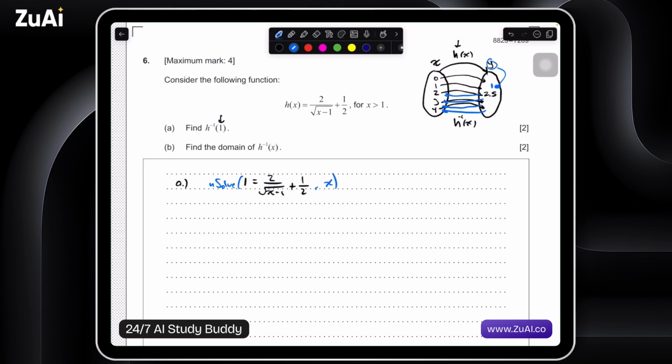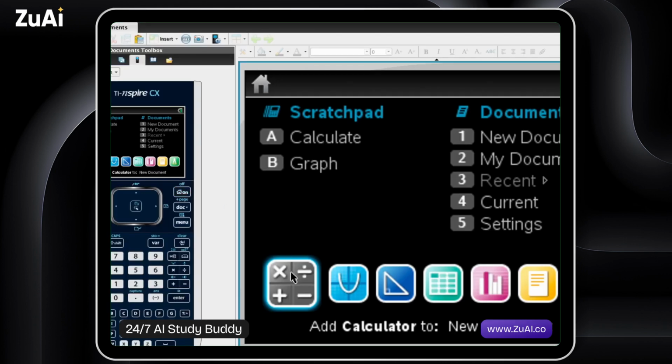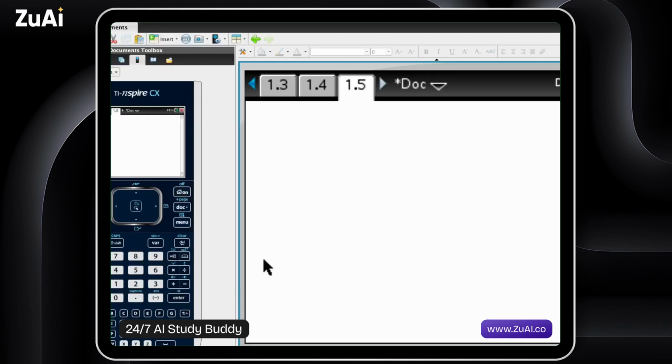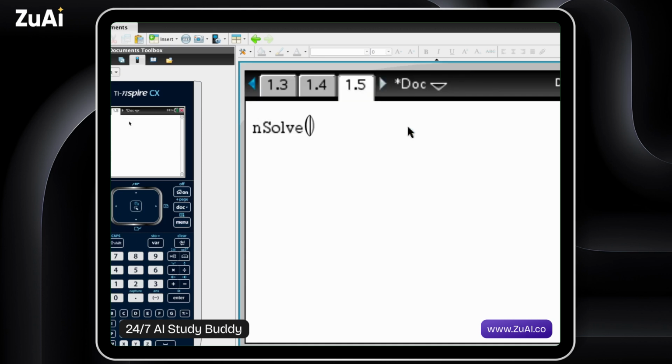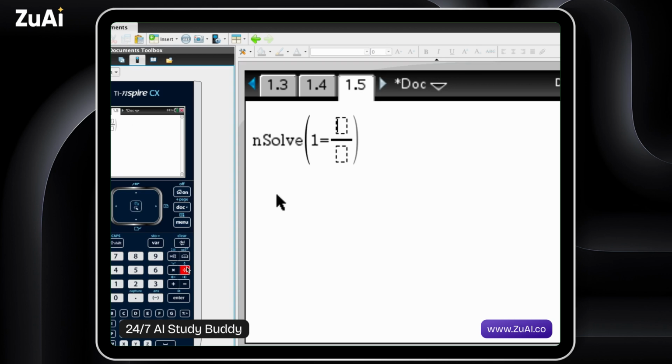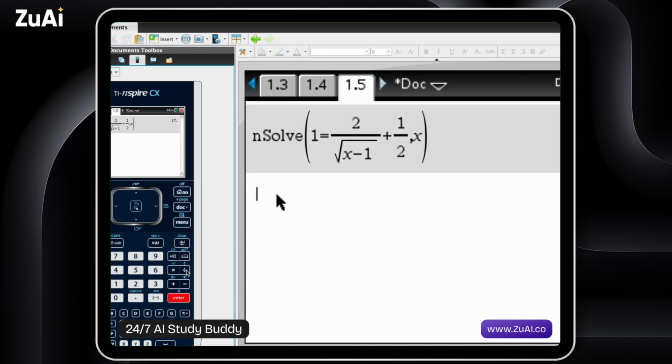Looking back to the calculator screen, here we go. Menu, algebra, numerical solve. 1 is equal to... pretty intimidating question, or at least it looks kind of like it. 2 over the square root of x minus 1, plus, we can write 0.5 or just leave it as a fraction, 1 over 2, and then ask our calculator to solve for x. And the value is 17, so not too bad.